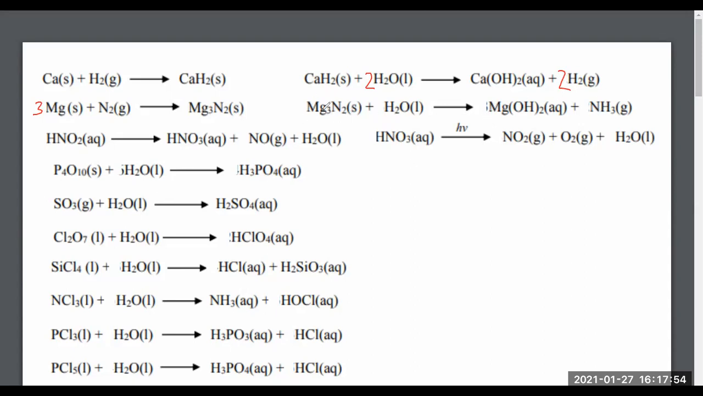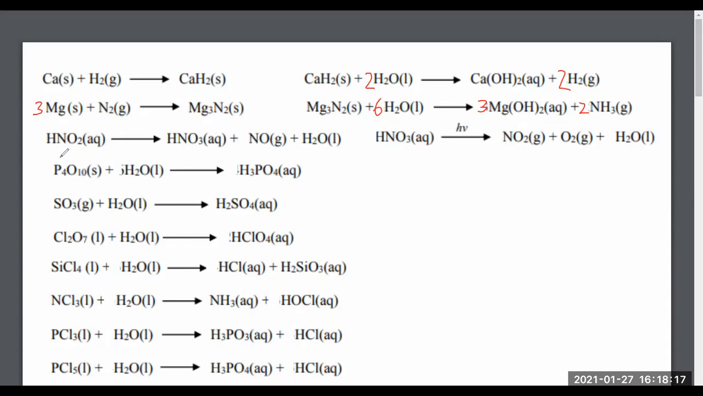3 magnesium on the left side. Here we should put 3. And how about balancing nitrogen? We have 2 here, therefore I have to put a 2 here. And ultimately, if you check carefully, we have 12 hydrogen on the right side, therefore I have to put 6 water molecules on the left side. Oxygen will be automatically balanced. We have 6 on both right side and left side.